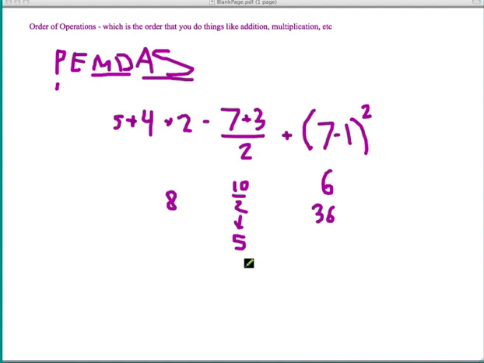So now we can translate this whole funky thing to 5 plus 8 minus 5 plus 36. And now the very last step is we do the addition and subtraction. So 5 plus 8, 13 minus 5, we're back to 8, plus 36, so that'll be, what's that, 44? There we go.